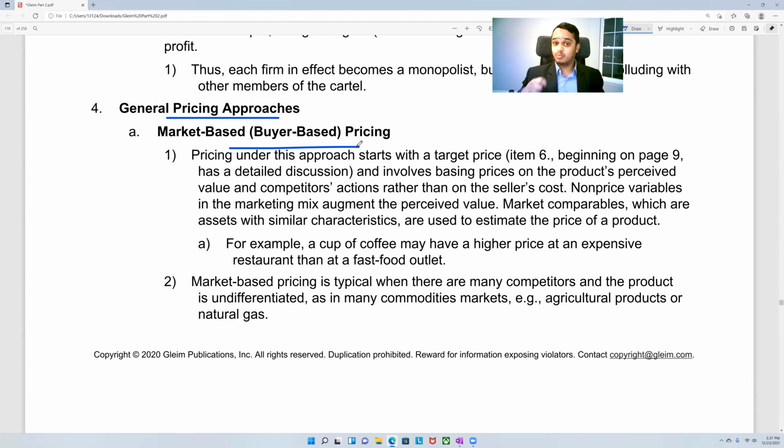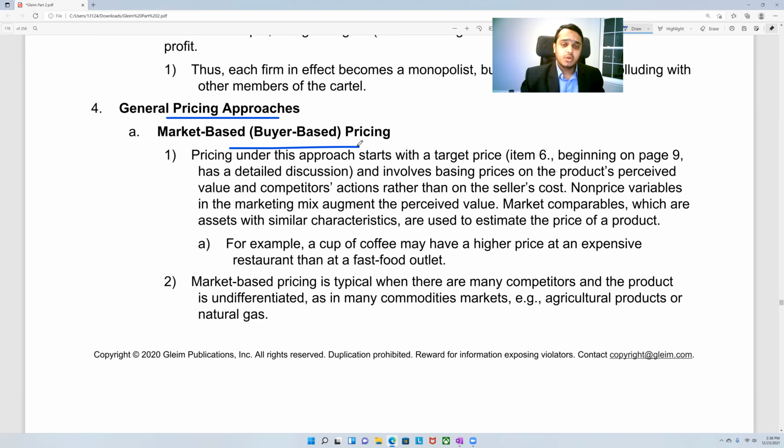Okay, now general pricing approaches: you go towards market based pricing. How much is the consumer willing to pay? That is market based pricing. How much is the consumer ready to pay for this particular product? You survey it in the market, and then you put your price at that particular amount.